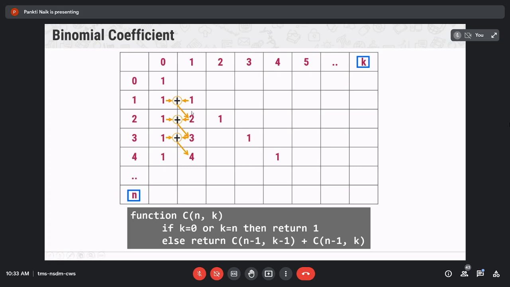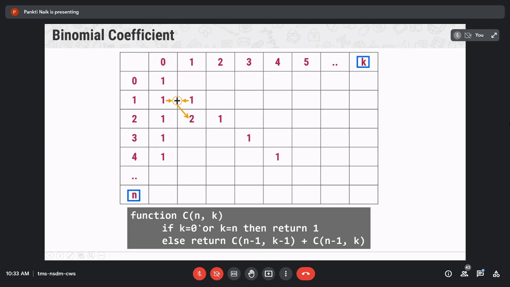If you want to put the binomial coefficient value in this, for the value of k equal to 1 and n equal to 2, right? So the previous value of C of n and C of k, whichever two values are here, that will be added and you will get the final answer. Either you can put all the values in this equation, solve this equation and write down the value here, right?